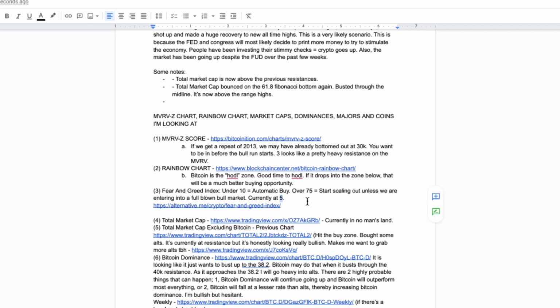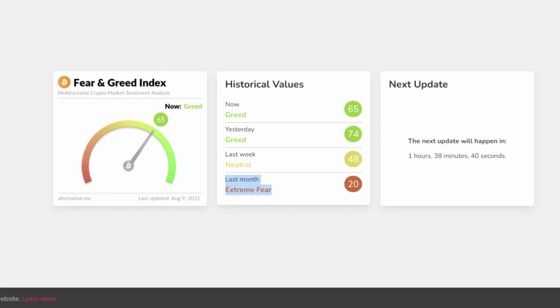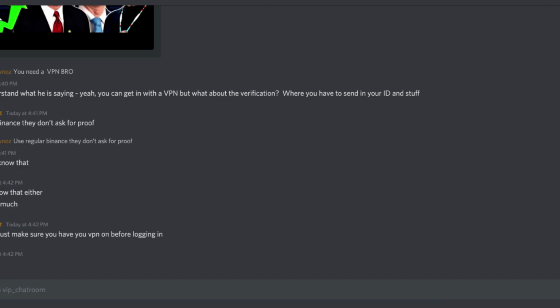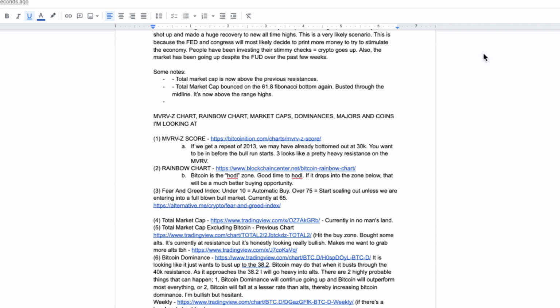It's the third thing that I look at actually. We are being a little bit greedy right now, but it's okay because, look at Bitcoin price.